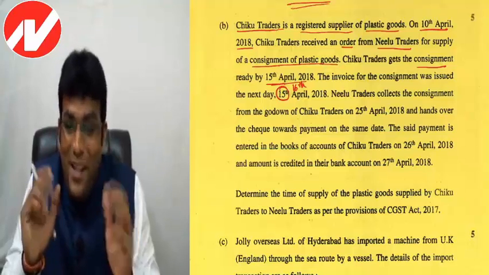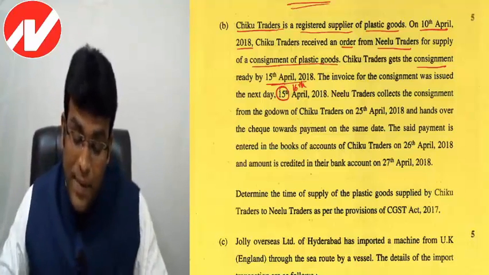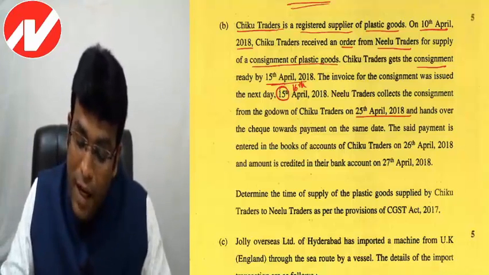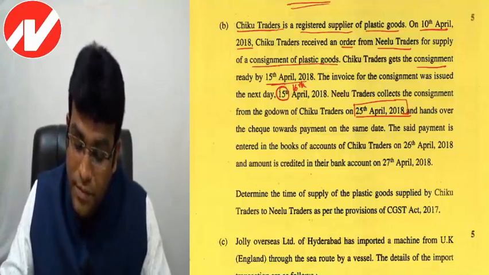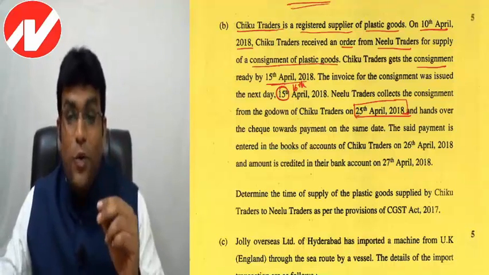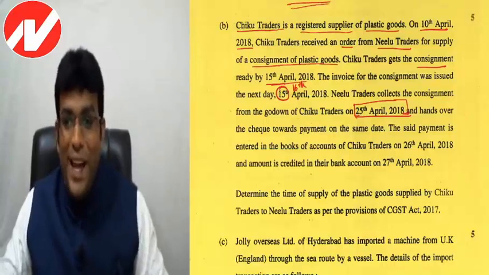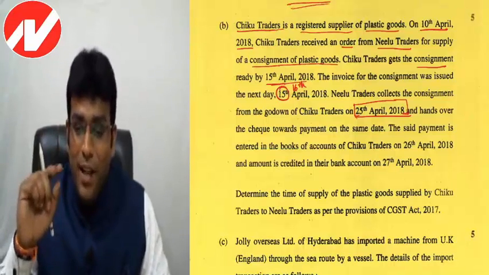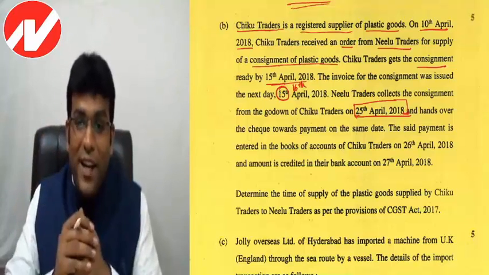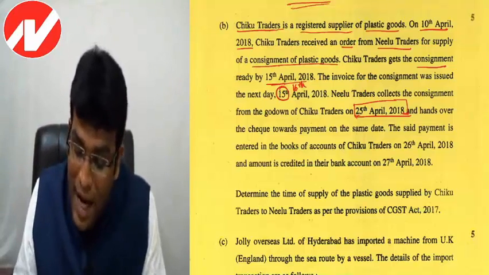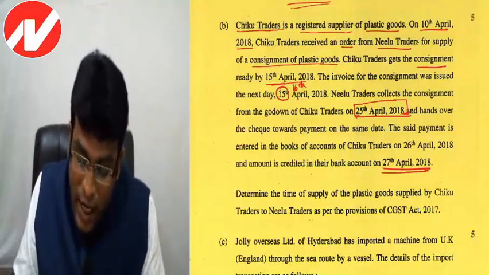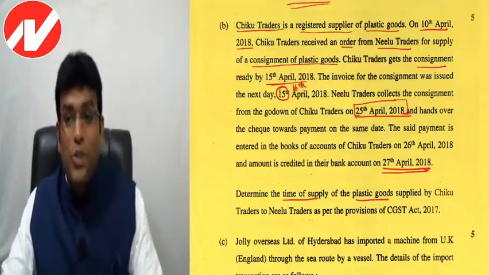Now, Nilu Traders collect the consignment from the godown of Chiku Traders. On 25th April, they collected the goods and handed over the cheque towards payment on the same date. The said payment is entered in the books of account of Chiku Traders on 26th April 2018 and the amount is credited in their bank account on 27th April 2018. Determine the time of supply of the plastic goods.